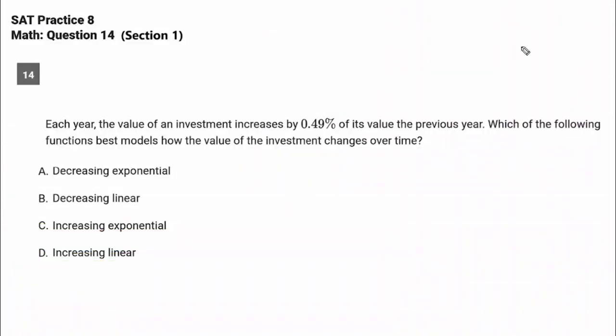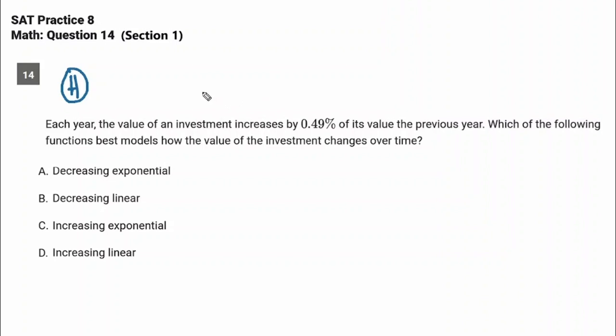We're on SAT Practice Test 8, Math Section 1, Question 14. What's the level of difficulty here? It's hard. It's the first hard question, kind of medium hard. Each year, the value of an investment increases by 0.49% of its value the previous year. Which of the following functions best models how the value of the investment changes over time?